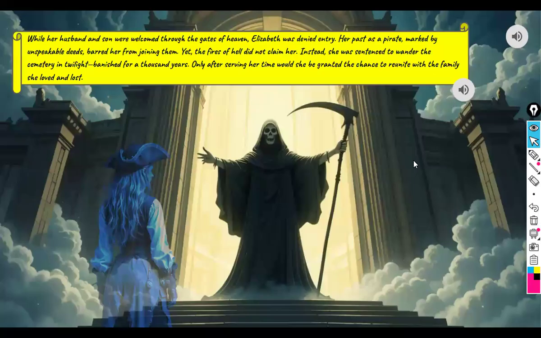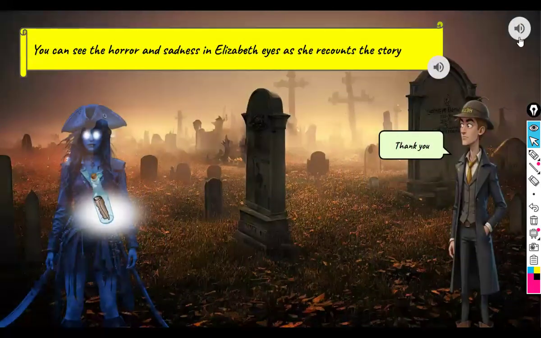All right, so that is why Elizabeth wanders the cemetery. She's just biding her time for 1,000 years. You can see the horror and sadness in Elizabeth's eyes as she recounts the story. All right, so that's the end of the story there, guys. That is the end, right? So I hope you all enjoyed the story, right?